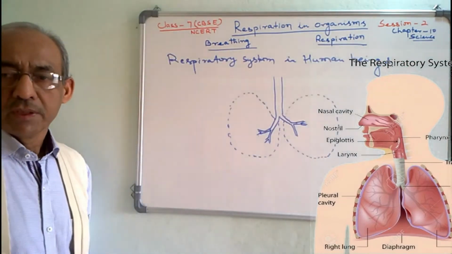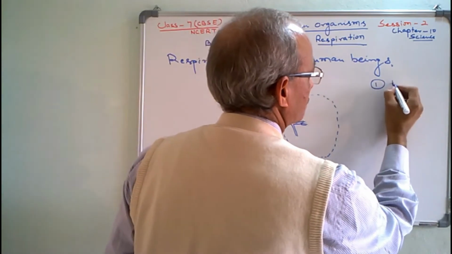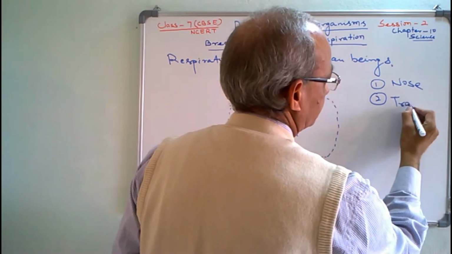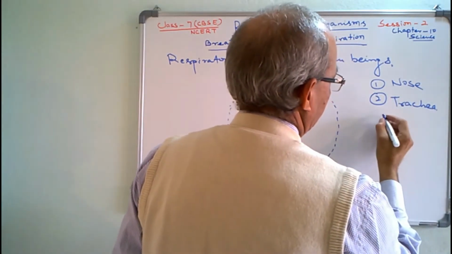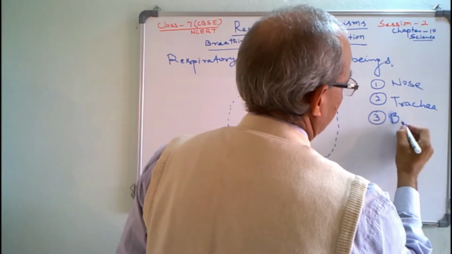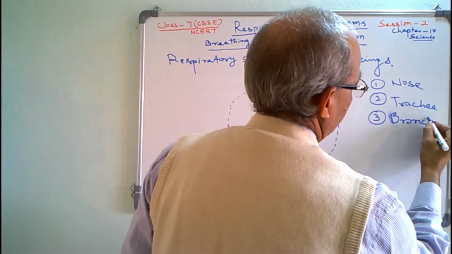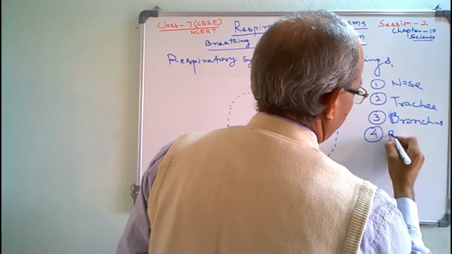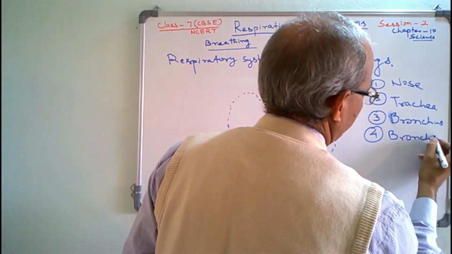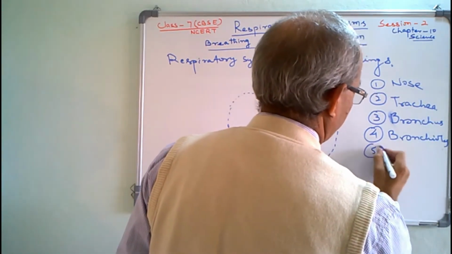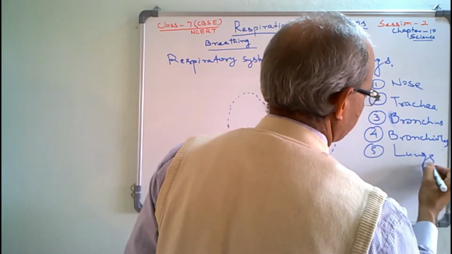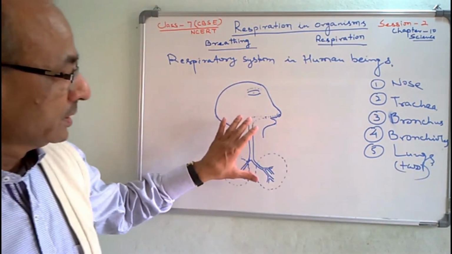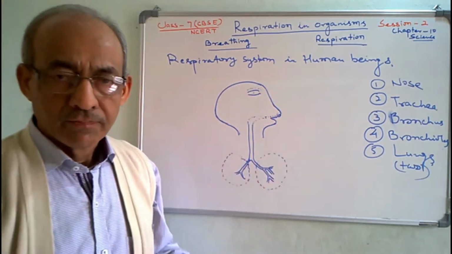The system of the human being consists of mainly first nose, then trachea, third is bronchus, fourth is bronchioles, fifth lungs, two lungs, a pair of lungs. This is the sketch diagram of the respiratory system we have started to understand.